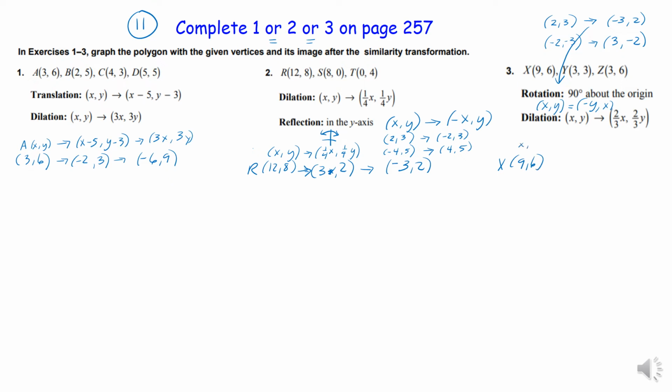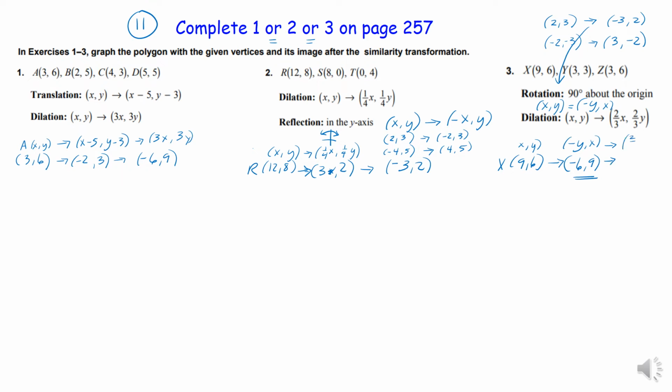Okay? Then for this next one, you're going to take x is 9, 6. That's my original xy. First thing they want me to do is go negative yx. So I'm going to go -6, 9. Now remember, when you're doing this, this one comes from this point, okay? We don't go back to the original point.